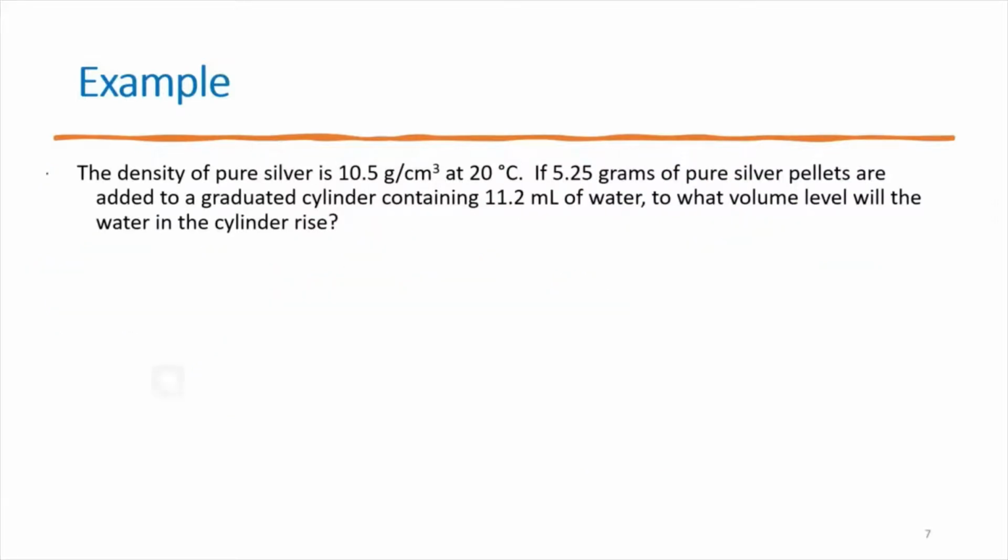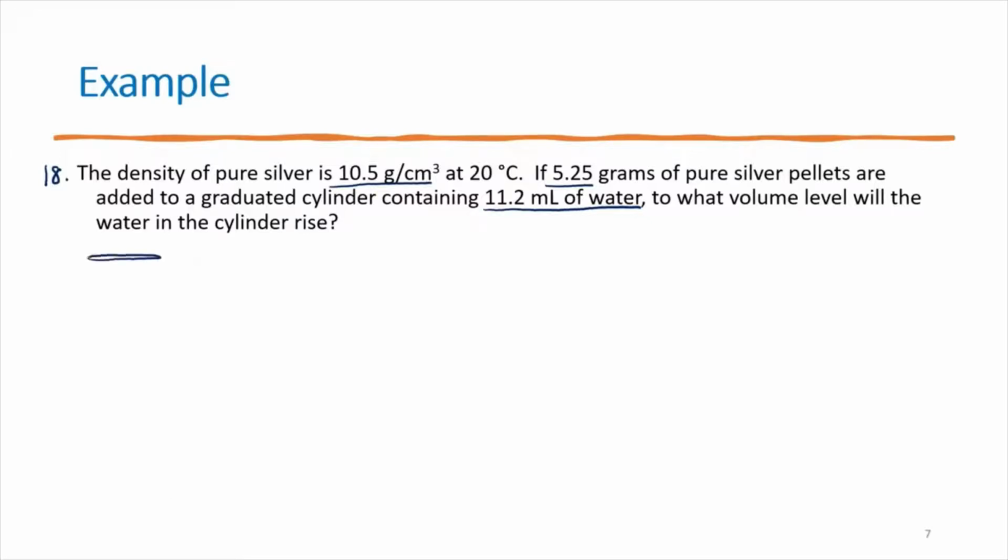Okay, number 18. The density of pure silver is 10.5 grams per centimeter cubed at 20 degrees C. If 5.25 grams of pure silver pellets are added to a graduated cylinder that contains 11.2 milliliters of water, to what volume level will the water in the cylinder rise? So this is called a displacement method, and it's often used in laboratories to figure out the volume of an irregularly shaped item or species.